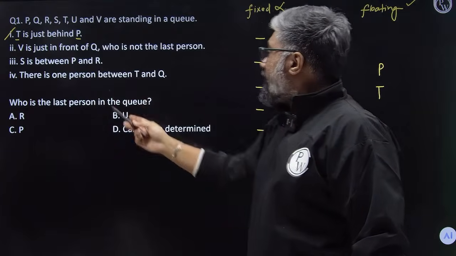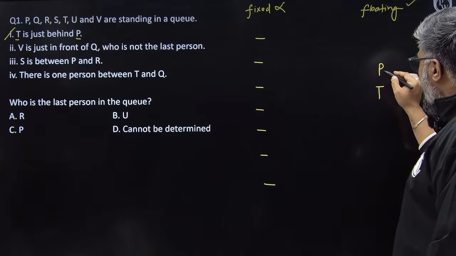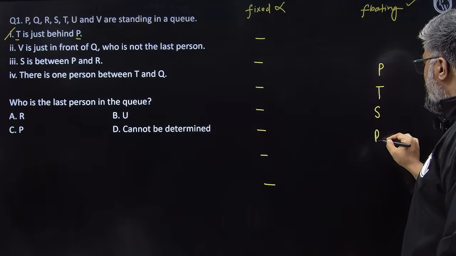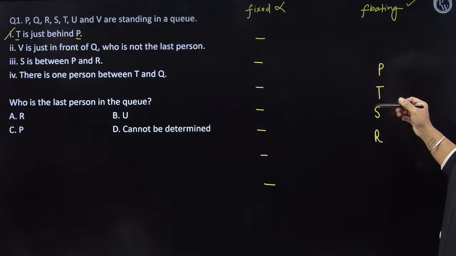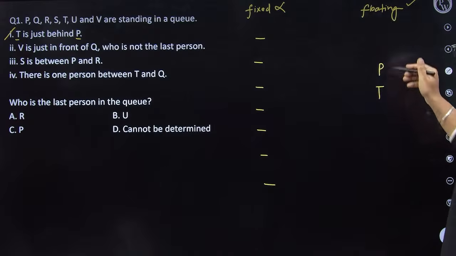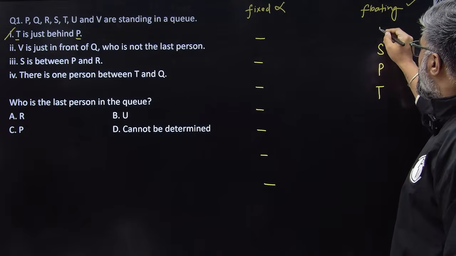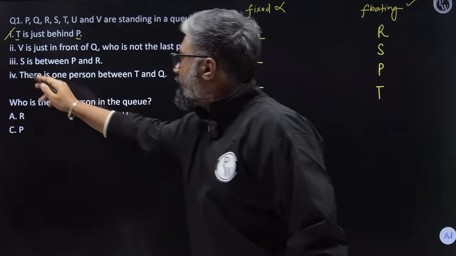S is between P and R. Can I do this? Can I place S here and R here? Will this make sense? No. Now, not only S, but T is also between P and R. This can't happen. This tells us only one thing, that here there should be S and here we should have R. S is between P and R, only option.